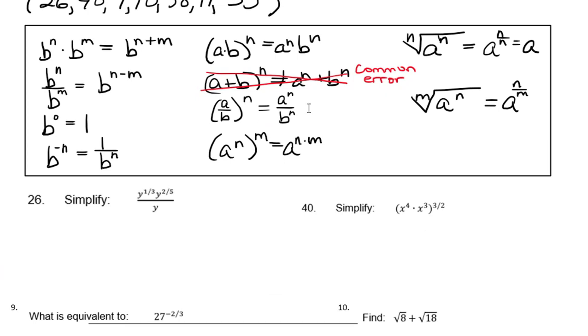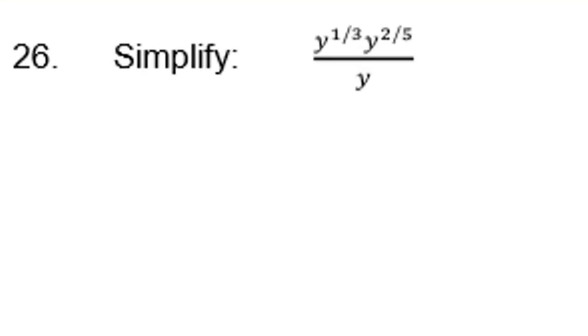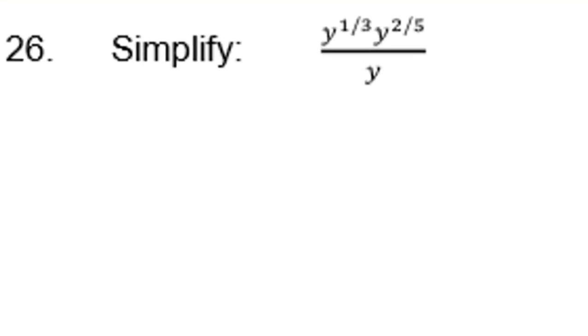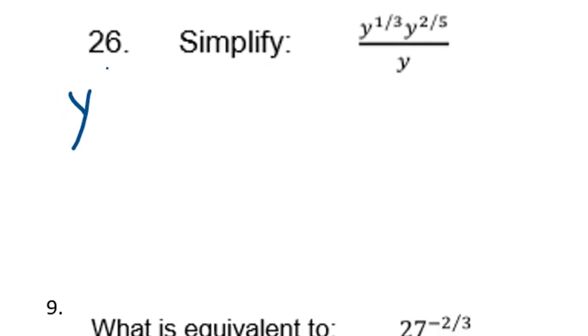So here we go. Let's start with item number 26. In the numerator, we have y to the 1/3 times y to the 2/5. When you have like bases, the y's, being multiplied, we can just add the exponents. So in the numerator, this is going to be equivalent to y to the 1/3 plus 2/5.